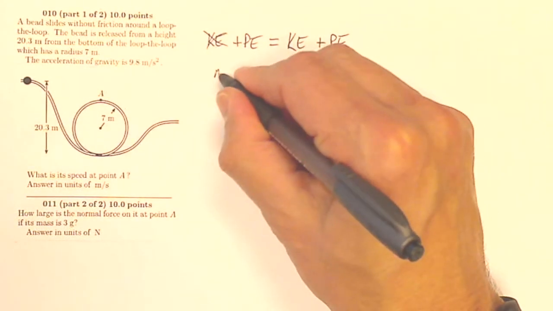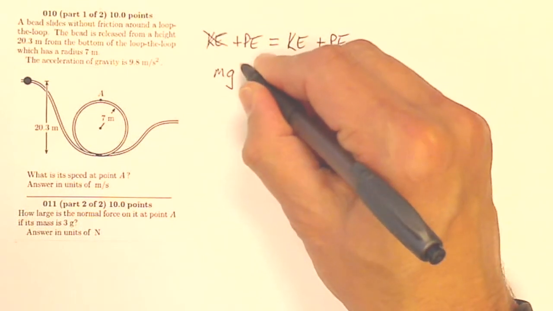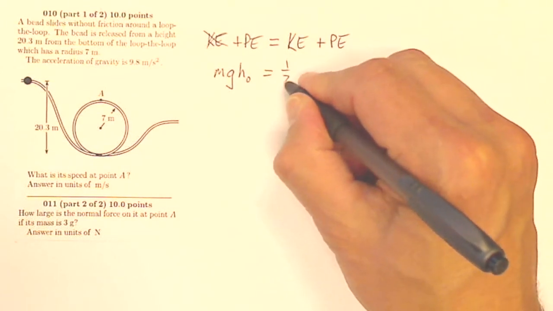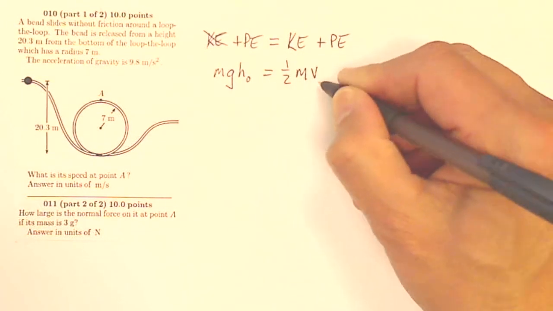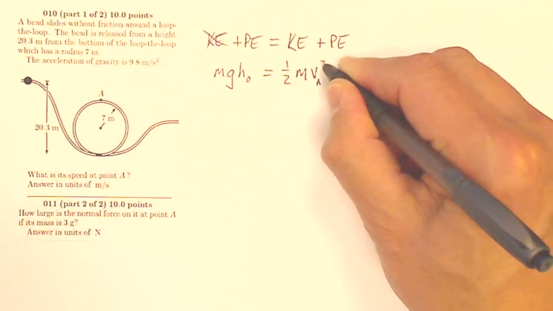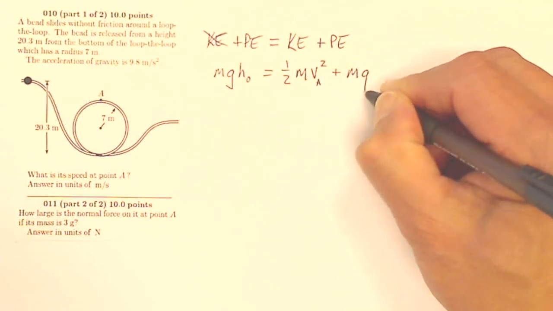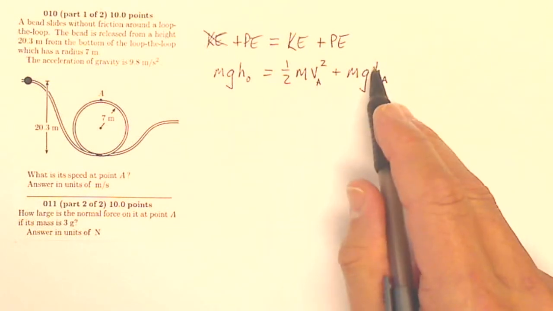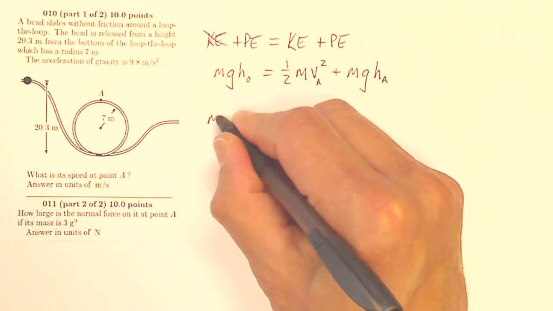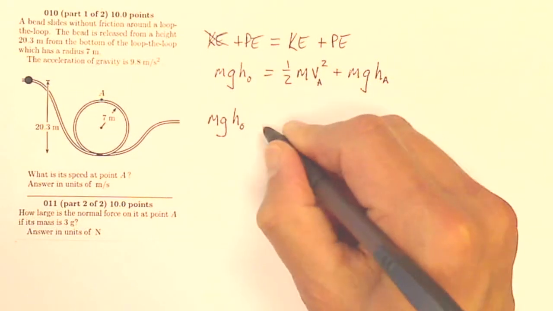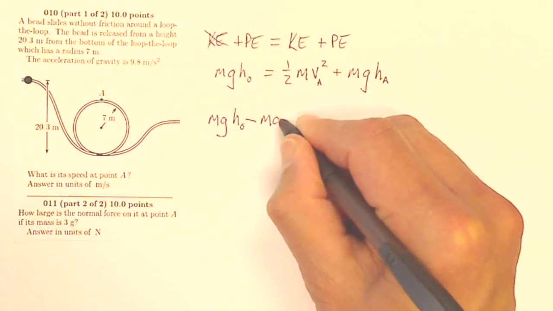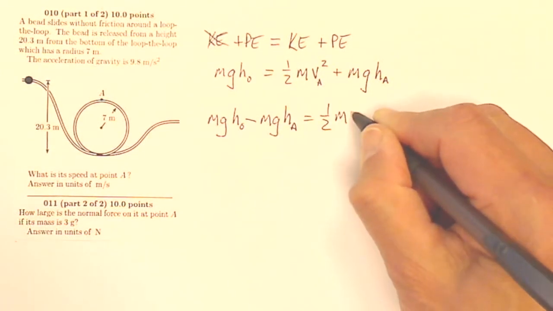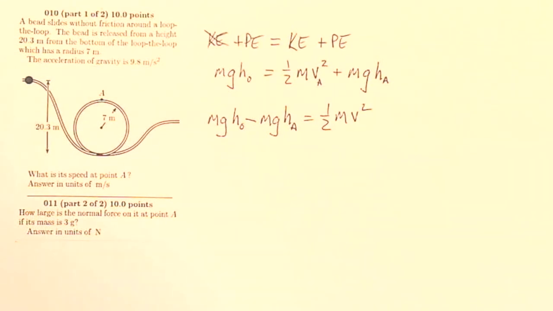So what I know is I've got some m times g times my initial height, which I'll call h0, equals my kinetic energy, 1/2 m times v, we'll call that velocity at A, squared, plus my mg times my height at A. Now if I'm going to be solving for velocity, I'm going to want to bring this over and subtract it. So I get mg height 0 minus mg height A equals 1/2 m v squared.